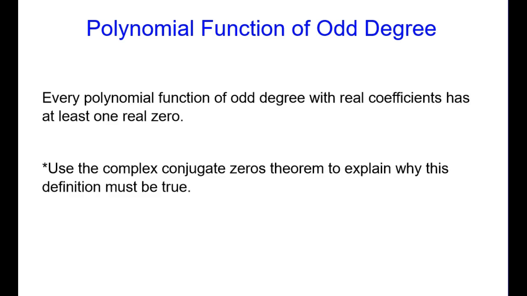And next, we want to discuss odd degree polynomials. So every polynomial function that has an odd degree with real coefficients is going to have at least one real zero. So what I want you to do is think about why that is always going to be true, applying that complex conjugate zeros theorem we just discussed on the previous slide. Okay, so use that previous theorem to explain and think about why this statement is always going to be true.